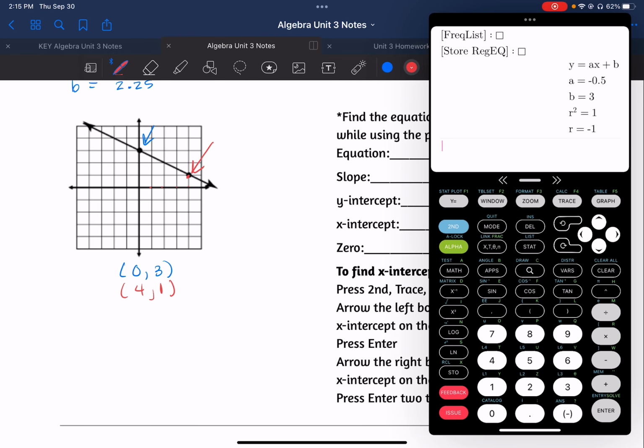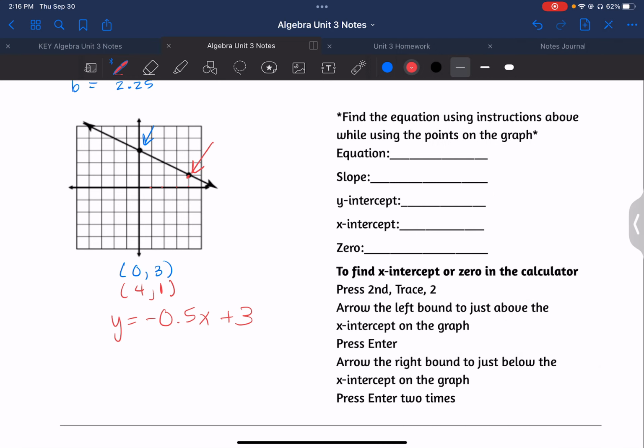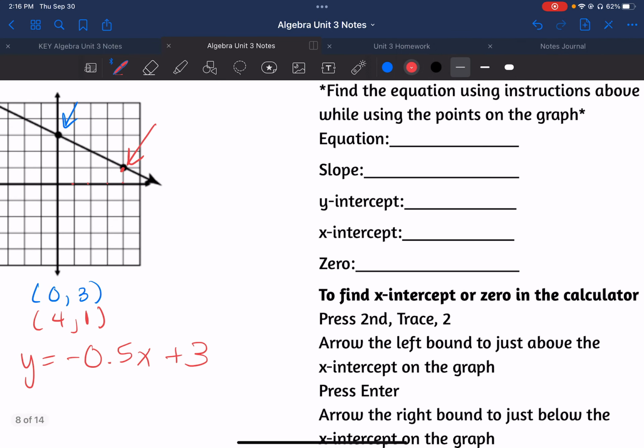My equation is y equals negative 0.5 x plus 3. Cool. Okay, all right, I'm going to just put this away so we can write that here. What is my equation? Let me write it right here real quick. Y equals negative 0.5 x plus 3.